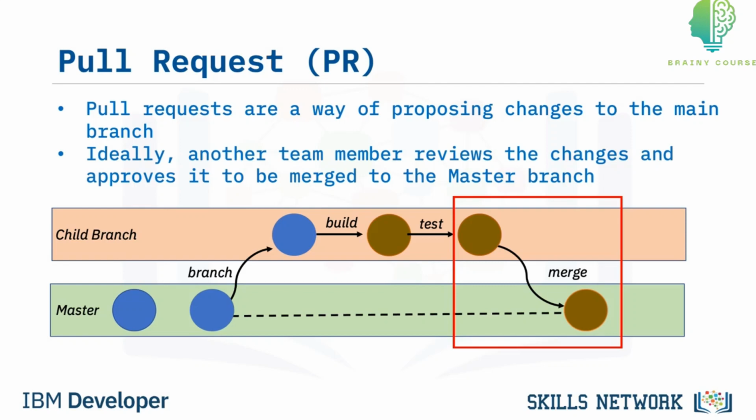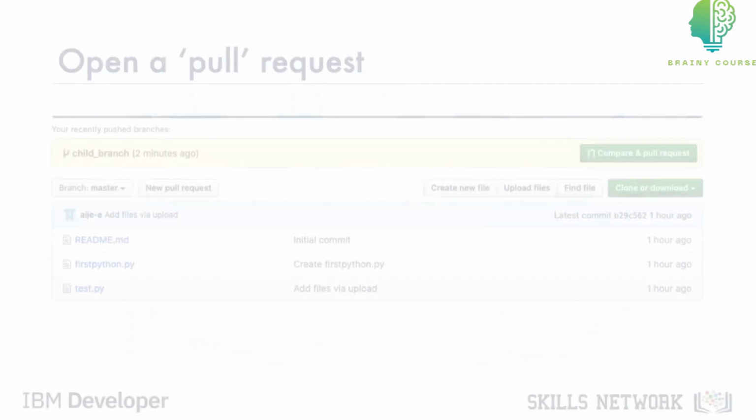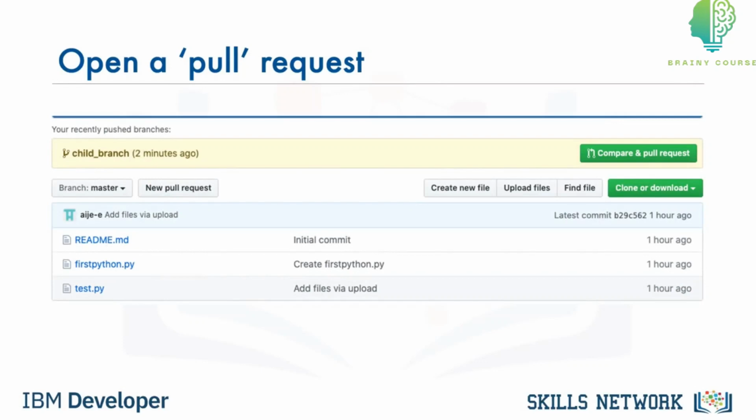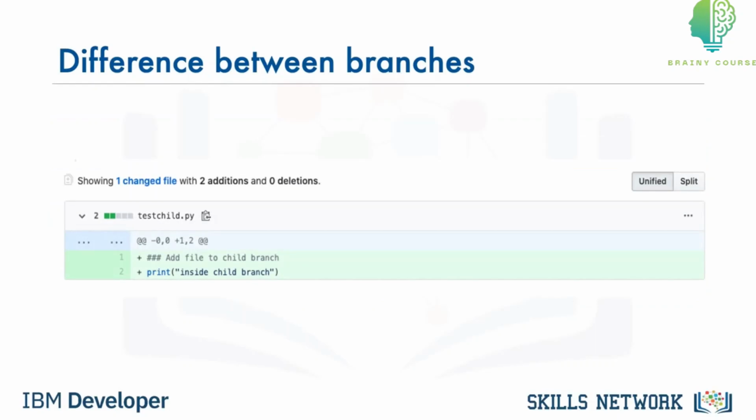Pull requests show the differences of the content from both branches. To open a pull request and see the differences between the branches, click on the Compare and Pull Request button. If you scroll down to the bottom of the screen, you will see something like this that shows you the difference between both branches. As you can see on the screen, it shows that one file has been changed and the file has 2 additions, which are the 2 lines we added to the file, and 0 deletions.